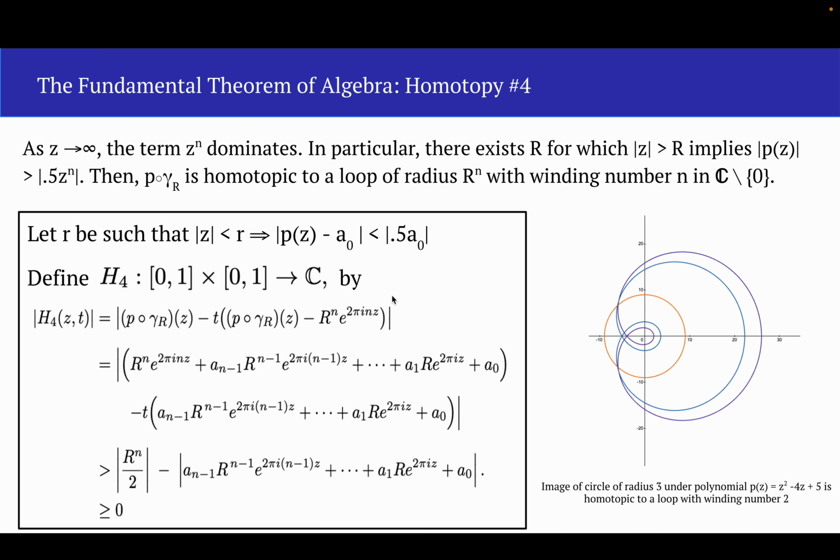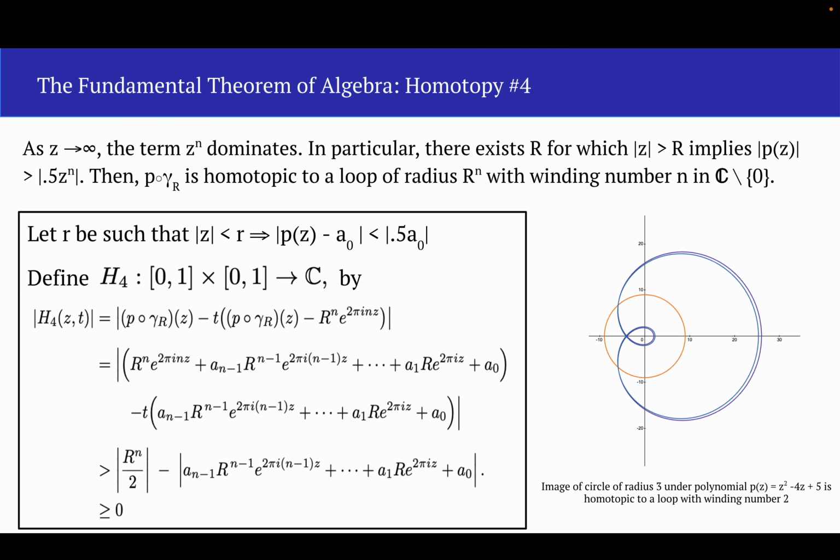Now for our fourth homotopy, what I'll do is argue that as z goes to infinity, the polynomial's behavior is dominated and determined by its largest degree term, z to the n. In particular, there's some large radius r for which if the absolute value of z is greater than r, it implies that the image of z is sufficiently large as well.